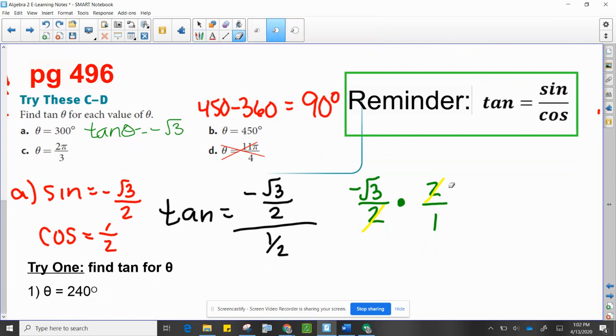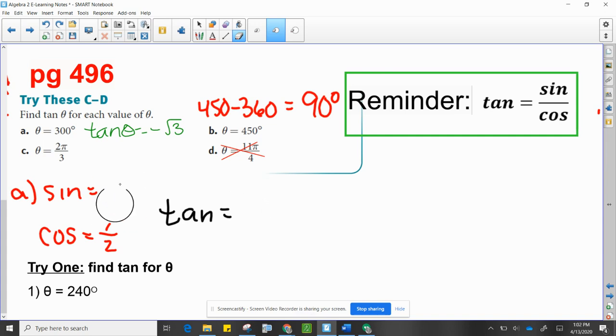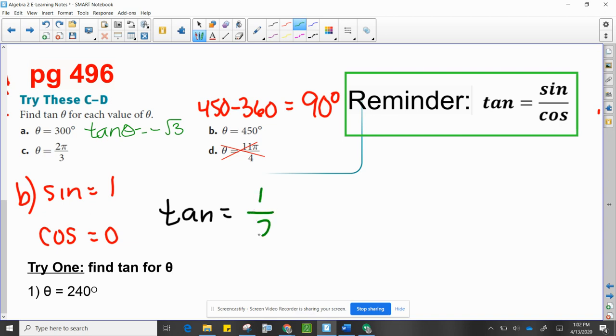Okay, I'm going to erase this work here so I have some space here. So this is for B now. So for 90 degrees, the sine was 1 and the cosine was 0. So if I'm going to find the tangent, then I would have to take 1 divided by 0. But if we look at that, we actually can't divide by 0. Okay, so this answer is actually undefined. We can't divide by 0. So therefore, there is no tangent of 450 degrees. There's no tangent of 90 degrees. Okay, so that's how you would do that one.